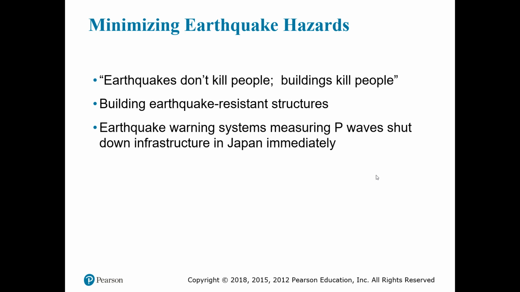We do have some early types of warning systems that measure P waves. If you remember, P waves are the primary waves. Those travel the fastest and they arrive before the surface waves will arrive. And remember, the surface waves are the waves that are destroying structures on the ground. So the P waves will arrive first at a given location. So the system is intended to detect those P waves and then shut down infrastructure in Japan in order to protect it.